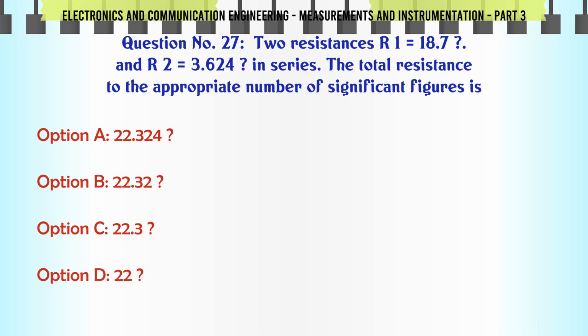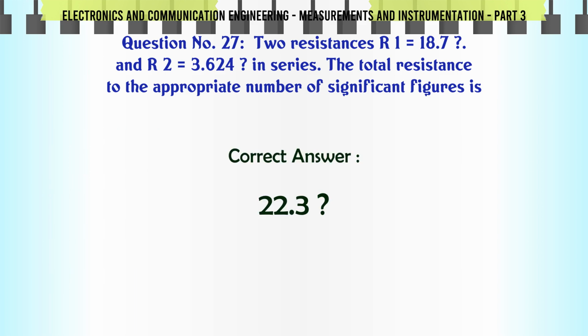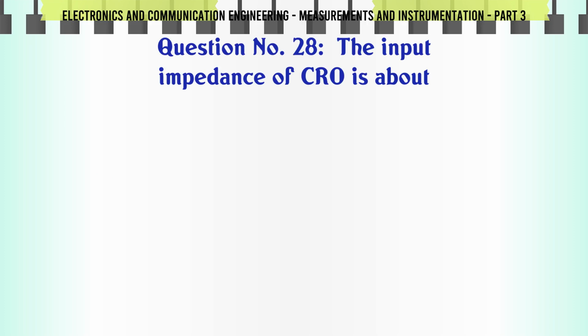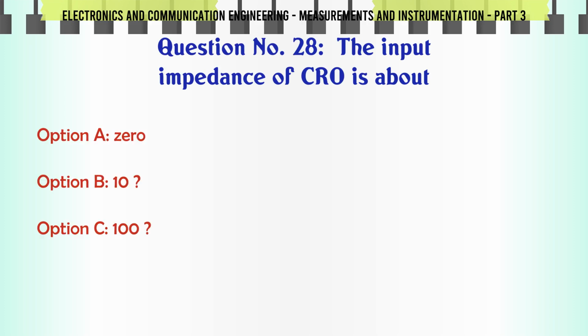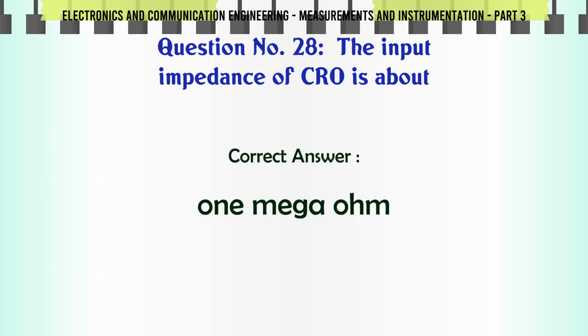Two resistances R1 18.7 ohms and R2 3.624 ohms are in series. The total resistance to the appropriate number of significant figures is: A, 22.324; B, 22.32; C, 22.3; D, 22. The correct answer is 22.3. The input impedance of CRO is about: A, 0; B, 10; C, 100; D, 1 megaohm. The correct answer is 1 megaohm.